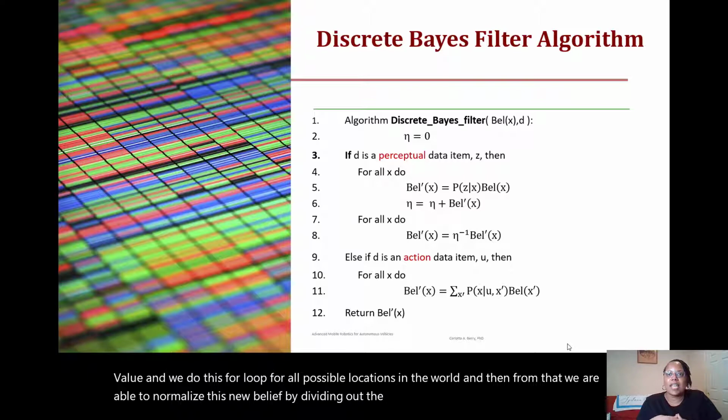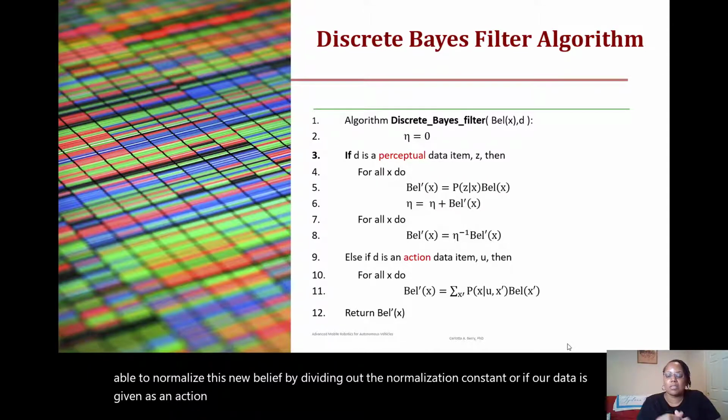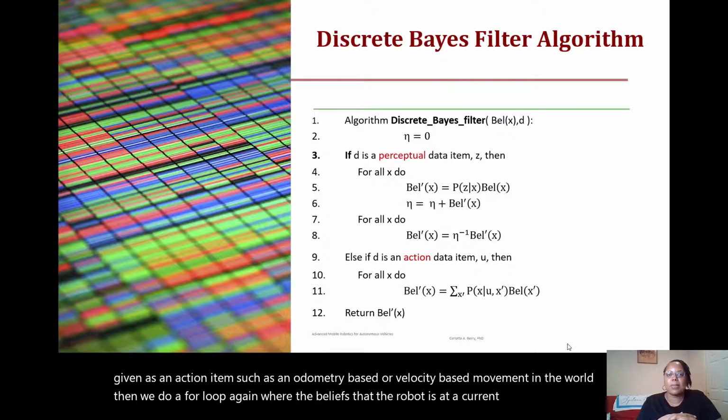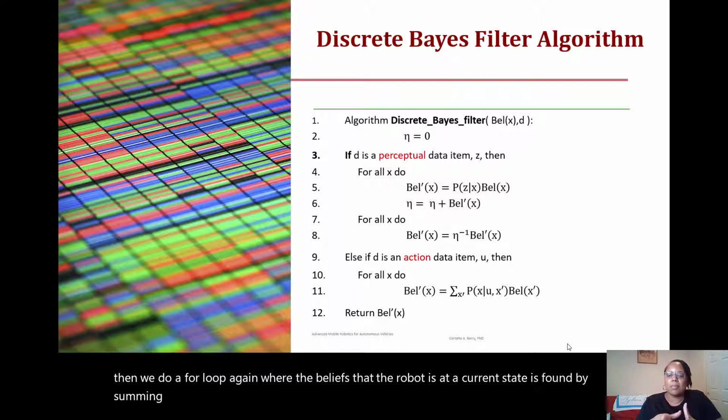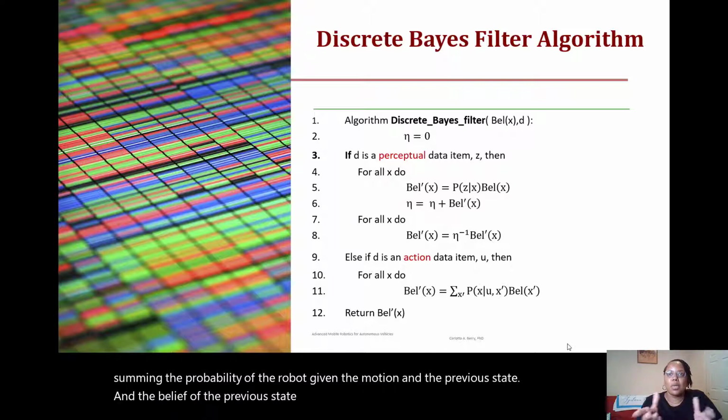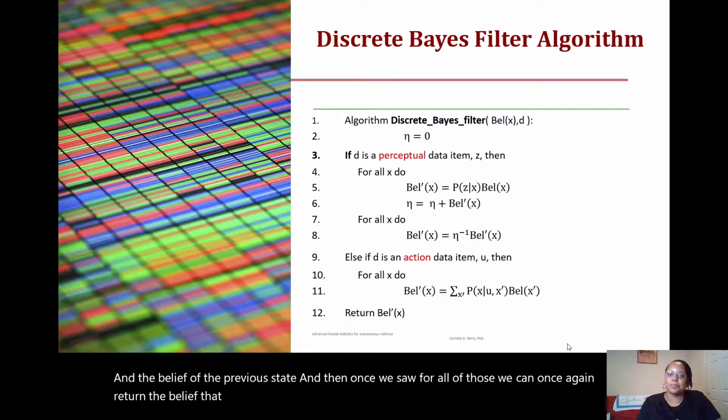Or if our data is given as an action item, such as an odometry-based or velocity-based movement in the world, then we do a for loop again, where the belief that the robot is at a current state is found by summing the probability of the robot's state given the motion and the previous state, times the belief of the previous state. And then once we solve for all of those, we can once again return the belief that a robot is at a certain state in the world.